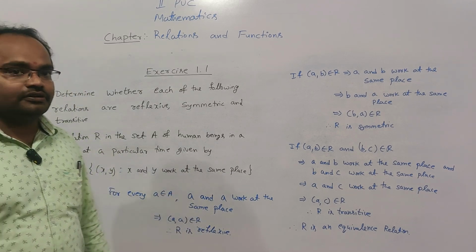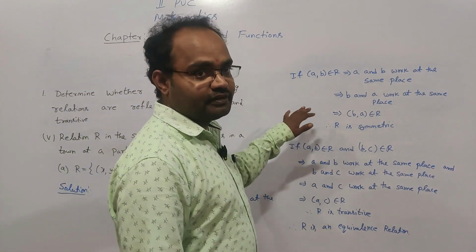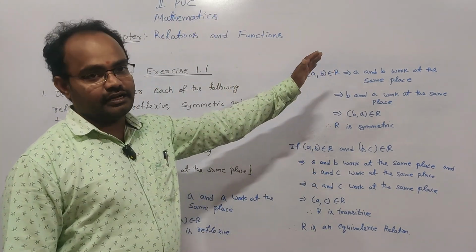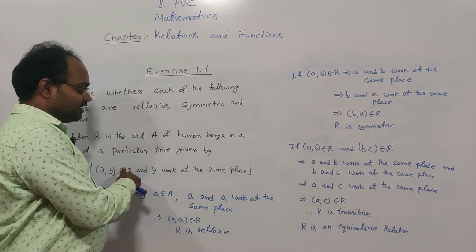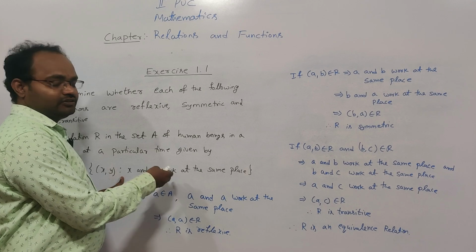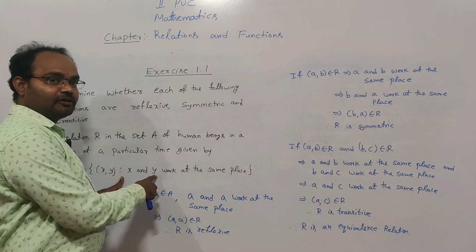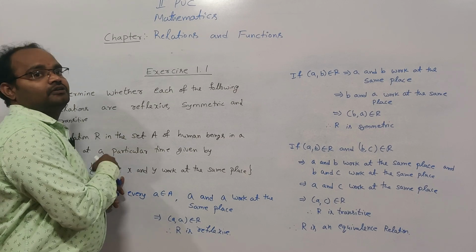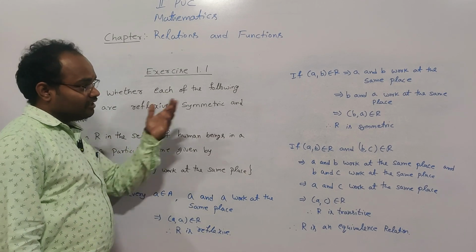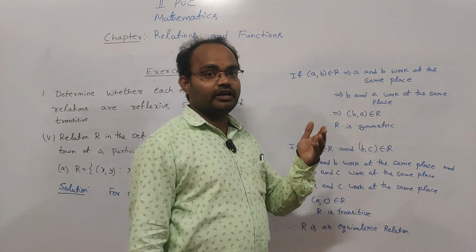This is obvious. Now reflexive is done, symmetric must also hold, because if x and y work at the same place, y and x must work at the same place. If you and your friend work at the same place, your friend and you must work at the same place. So obviously it is symmetric. How to write the symmetry?